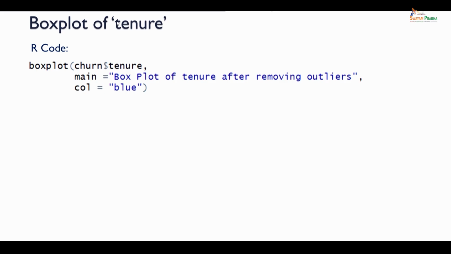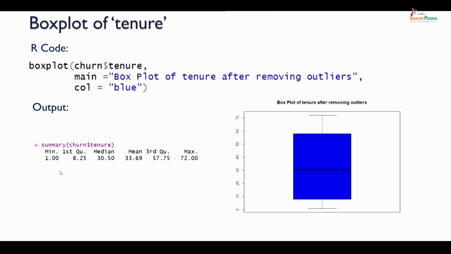Now, let us look at the box plot of the tenure after imputation. Here is the R code for that. This is similar to the line which we have done earlier. I have just named my box plot differently, that is box plot of tenure after removing the outliers, and I have given some color to that, that is blue. So, this is the box plot that we get out of the code.